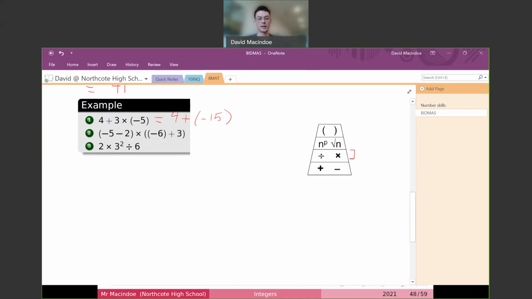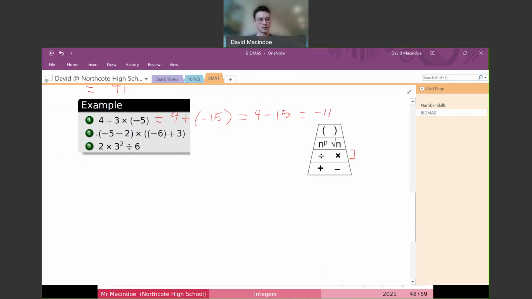Now, if I have an addition symbol followed by a minus sign, it ends up just being minus, doesn't it? 4 take 15 would be the same thing as 4 plus minus 15. So I'm at 4 and I'm going left 15 on the number line. I'd end up at negative 11. Just do a little mental check. Well, 15 is much bigger than 4, so I'm doing 4 take 15. I should end up in the negatives, as I have done. So I'm happy with that.